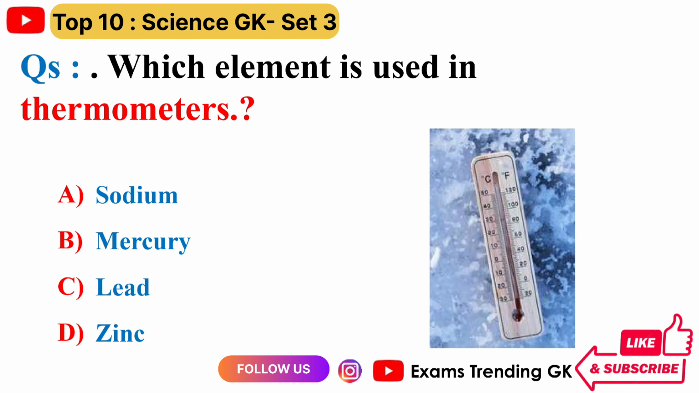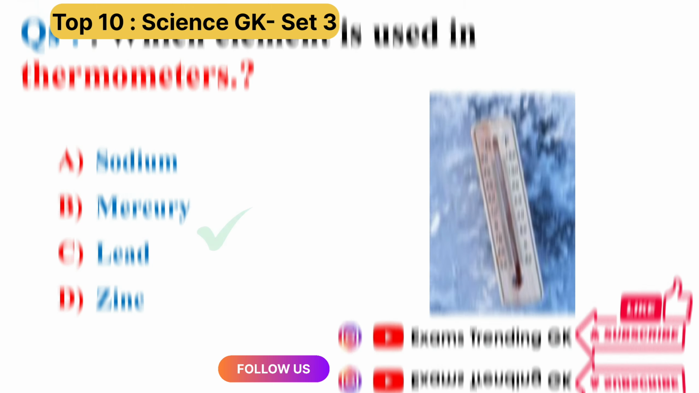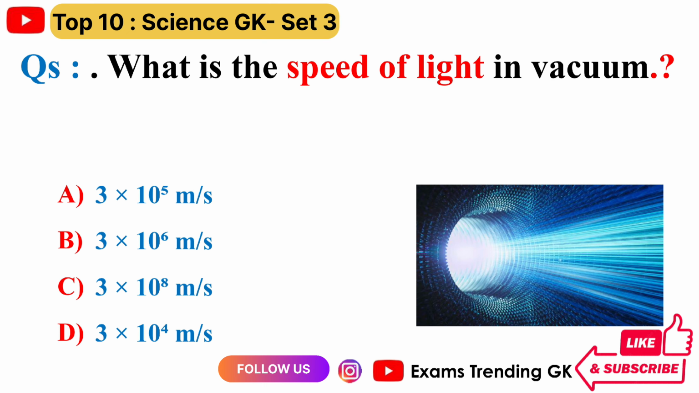Question number 9. Which element is used in thermometers? The right answer is mercury. Question number 10. What is the speed of light in vacuum? And the right answer is option C, 3 into 10 to the power 8 m per second.